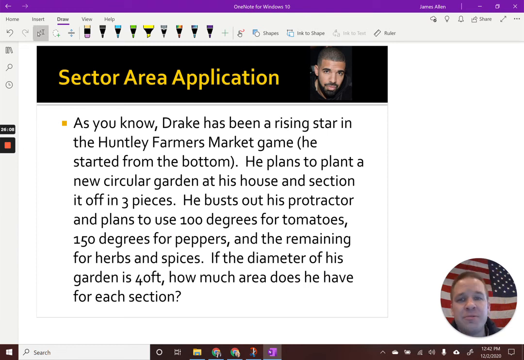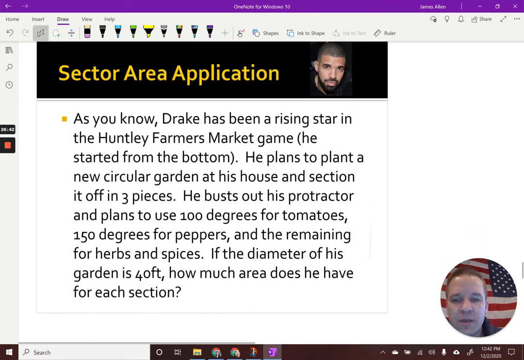All right, here we go. We got Drake. Drake is back. As you know, he's a rising star in the Huntley Farmers Market game, right? He started from the bottom. Now he's roughly here. He plans to plant a new circular garden at his house, switching it up from the rectangles and things, and section it off into 3 pieces. Okay, look like a pie chart of garden. So he busts out his protractor and plans to use 100 degrees for tomatoes, 150 degrees of that circular garden for peppers, and the remaining for herbs and spices. If the diameter of his garden is 40 feet, how much area does he have for each section?